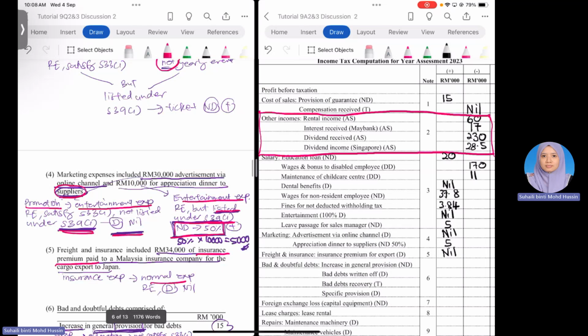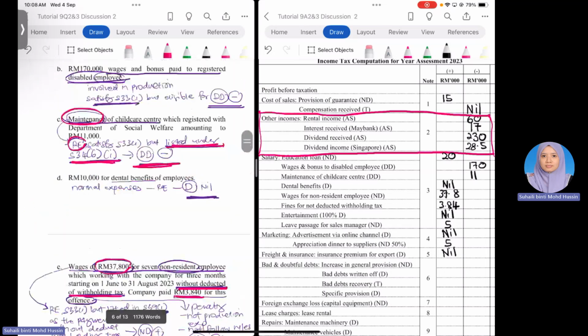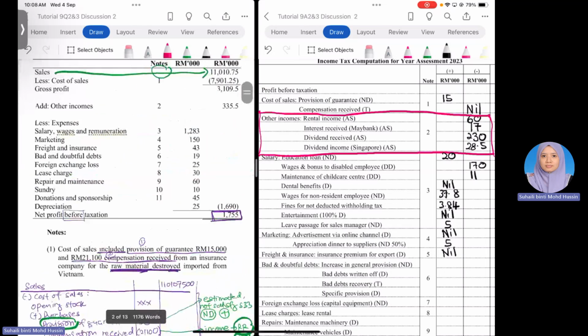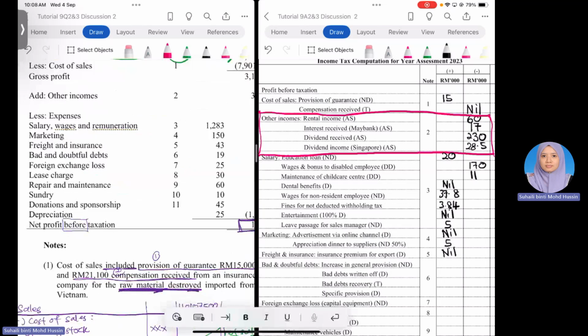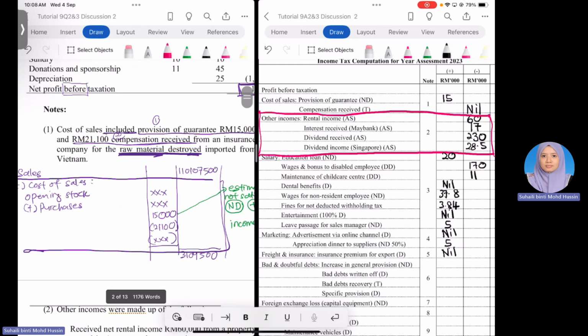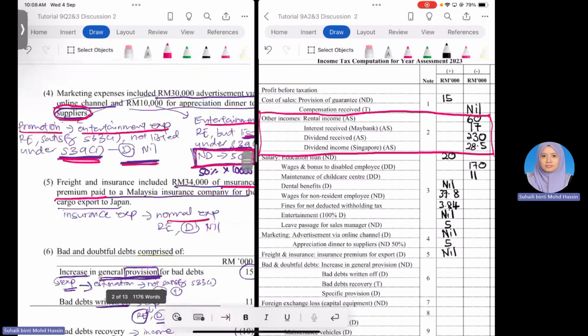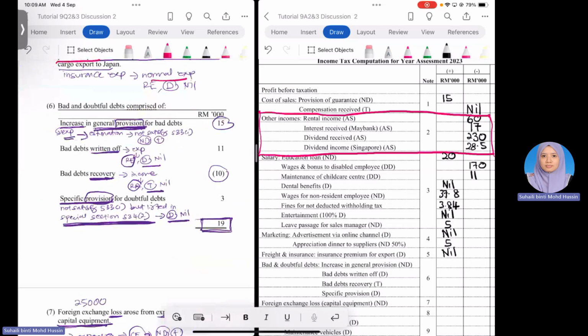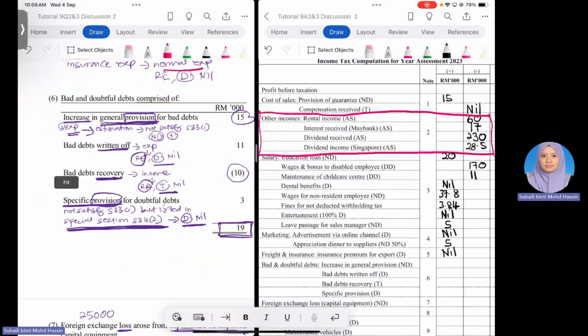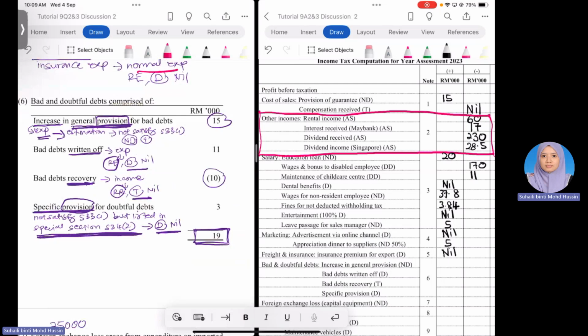Right. So we go to number 6, bad and doubtful debt. The total amount that you deduct in SOCI for number 6 is 19,000 ringgit. For number 6, they give you details of the expenses included under bad and doubtful debts, where the total that appears in SOCI is 19,000 ringgit. So this is how they get the amount.